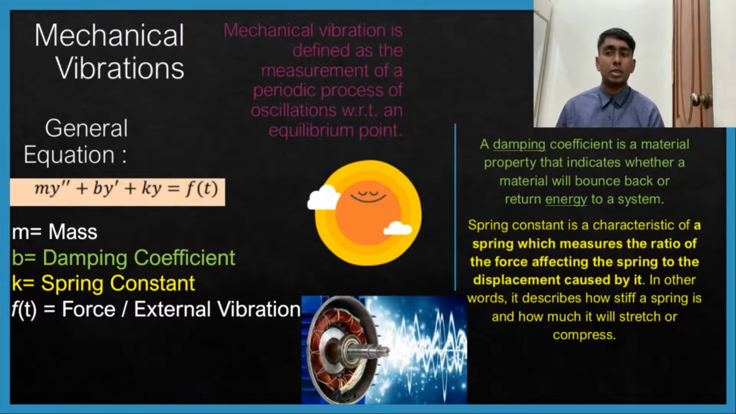And what is the spring constant? Spring constant is a characteristic of a spring which measures the ratio of the force affecting the spring to the displacement caused by it. In simpler terms, the spring constant is basically the stiffness of the spring.